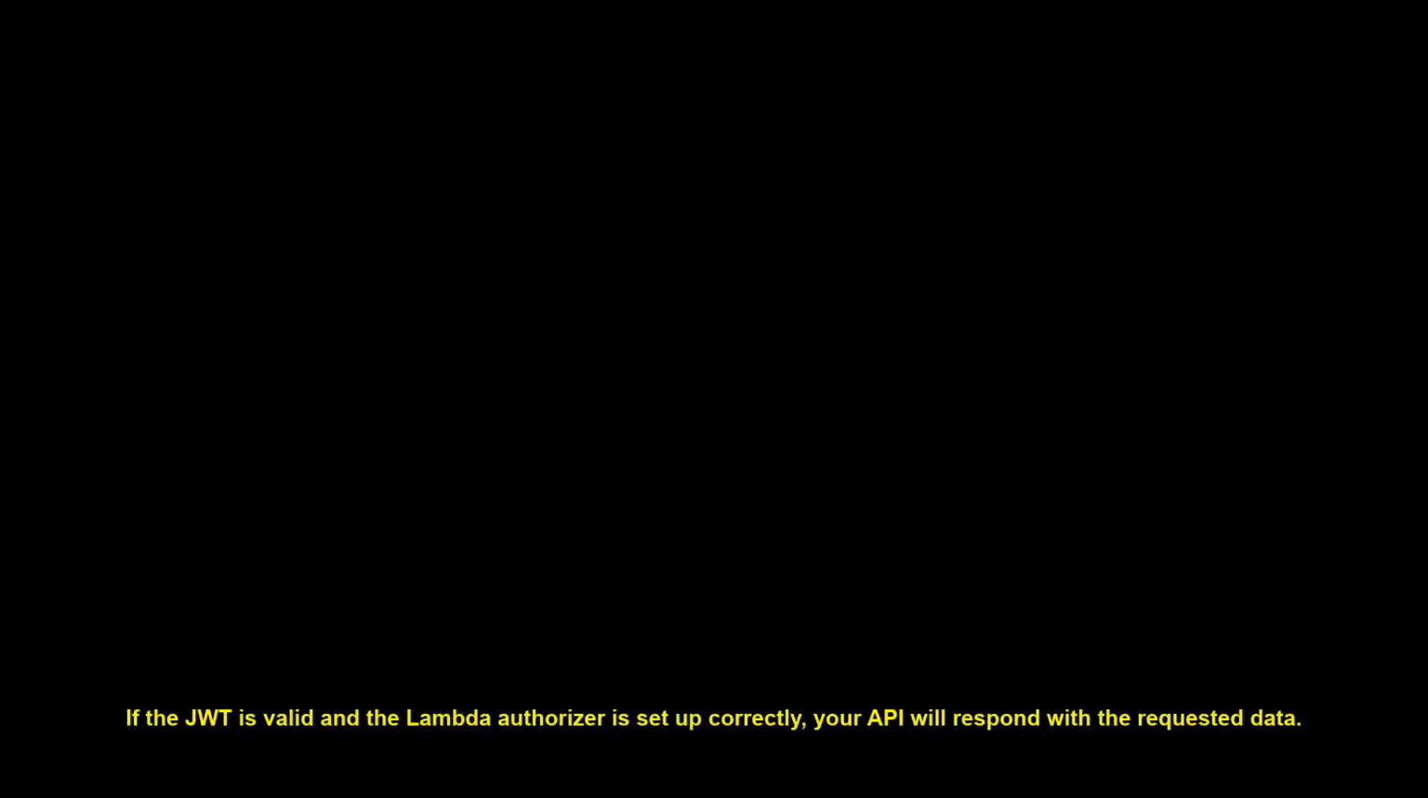If the JWT is valid and the Lambda authorizer is set up correctly, your API will respond with the requested data. In case of an authorization failure, ensure you handle error responses to provide proper user feedback. Test the entire flow thoroughly to ensure that authentication works seamlessly. Monitor your API usage in the AWS console to track any authorization issues. Adjust your Lambda authorizer settings as necessary based on the usage patterns and feedback.